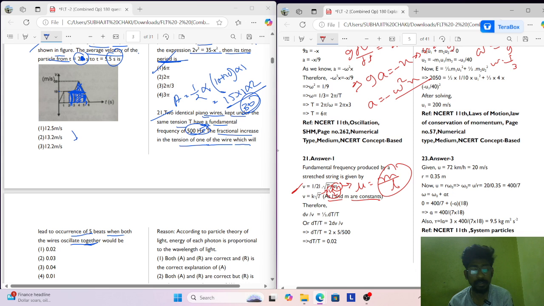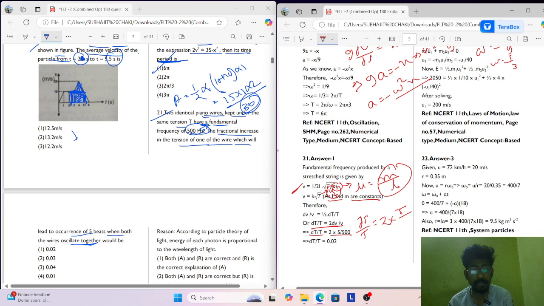So dT by T is the change when they oscillate together. So 2 into dv by v, for 5 beats. So dv by v will be 5 divided by 500, that is 0.01, so dT by T is 0.02 when they will oscillate together.